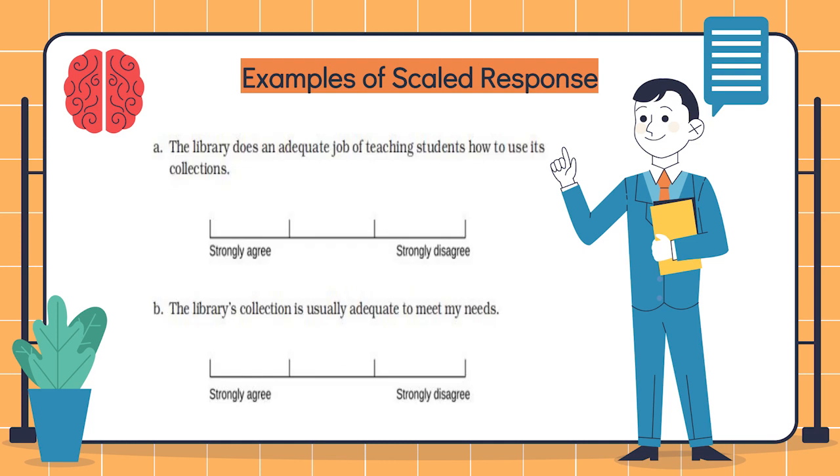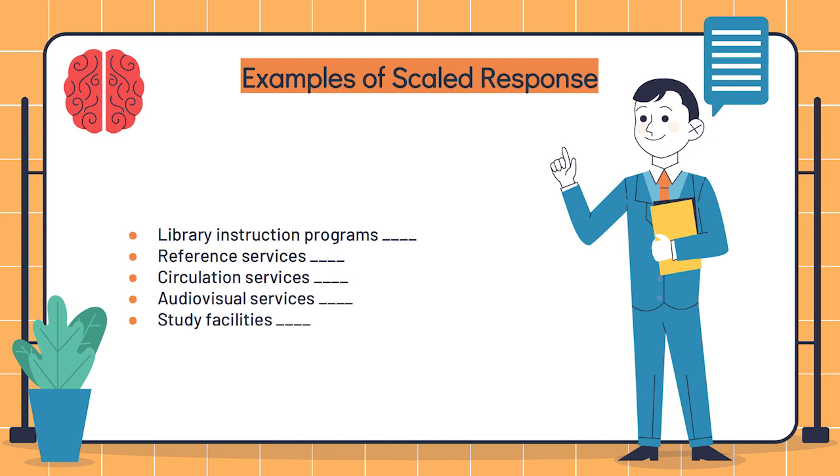2. A graphic rating scale. This too is a scale designed to collect ordinal level data, but, unlike the specific category scale, the graphic scale allows the respondent to check anywhere along a continuum. 3. A rank order or comparative rating scale. Please rank, in order of importance, the following types of library services. Record a 1 for the most important, through 5 for the least important. Library instruction programs, reference services, circulation services, audiovisual services, study facilities.